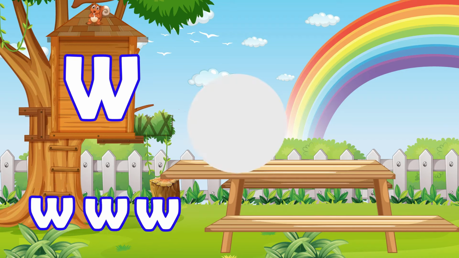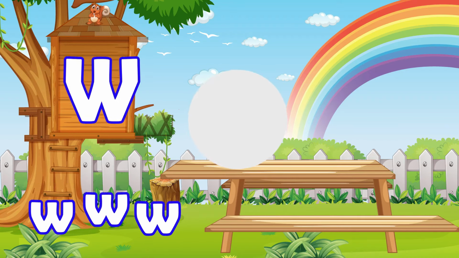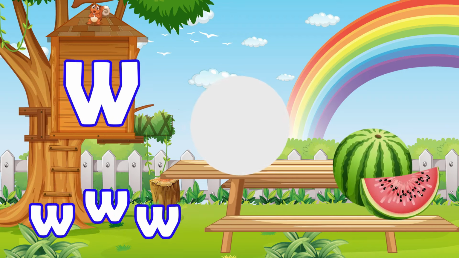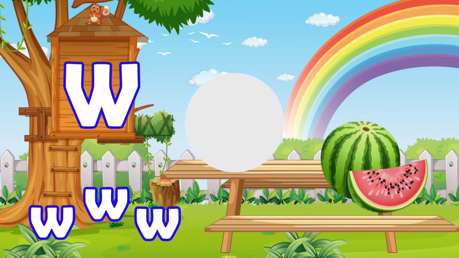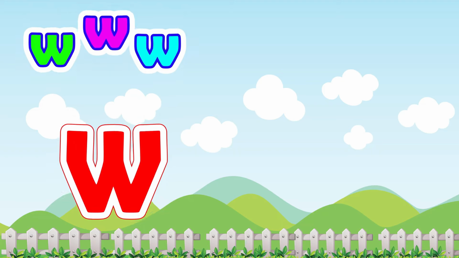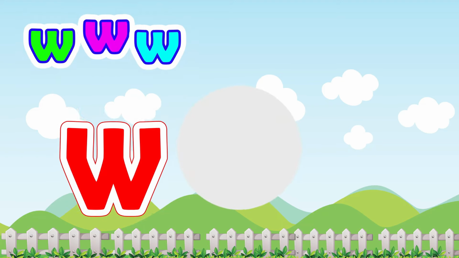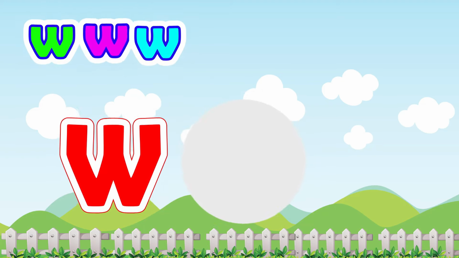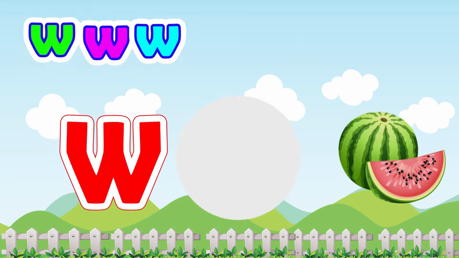W is for white, w, w, white. W is for watermelon, w, w, watermelon. W is for w, w, w, w, white. W is for w, w, w, w, watermelon.